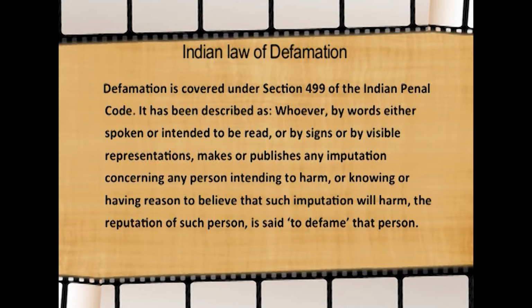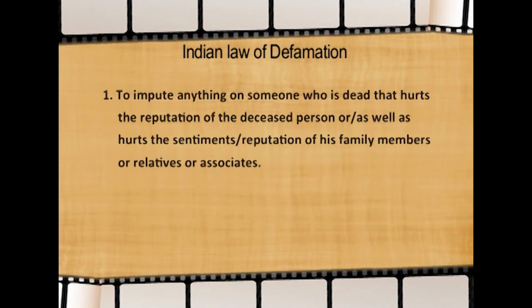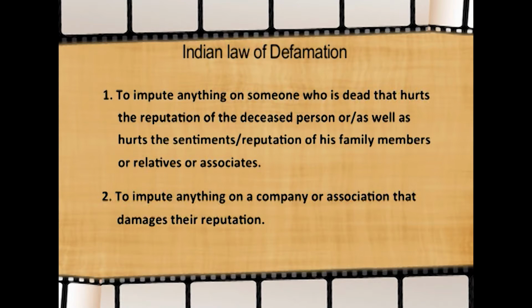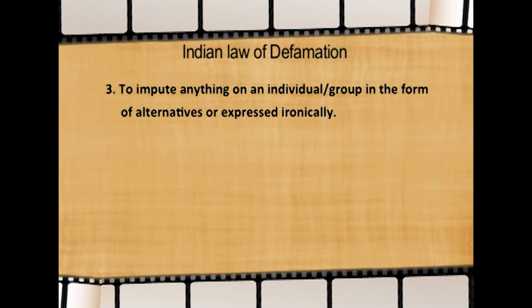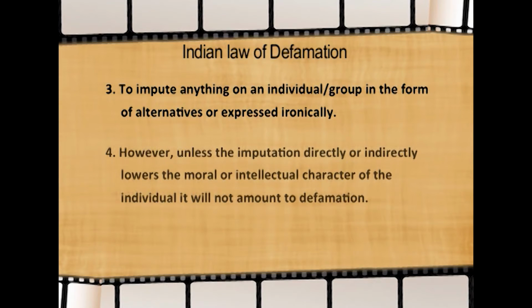This definition has got four explanations. Number one, to impute something on a dead person, which hurts the reputation of that deceased person or affects his family, relatives, friends, associates, etc. Explanation number two, to impute anything concerning a company or an association that damages their reputation. Number three, to impute anything on an individual or group in the form of an alternative or expressed ironically. But while saying so, point number four comes in that says, unless the imputation directly or indirectly lowers the moral or intellectual character of that individual, it will not amount to defamation.